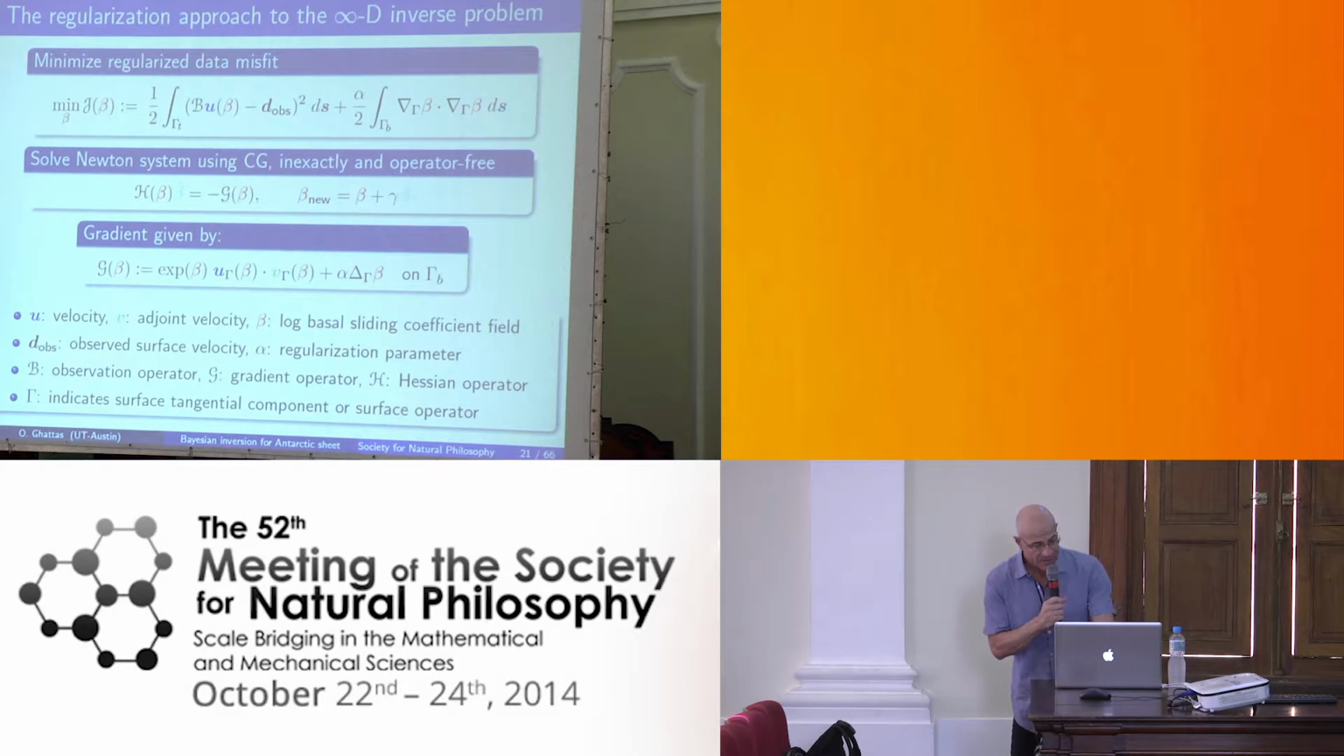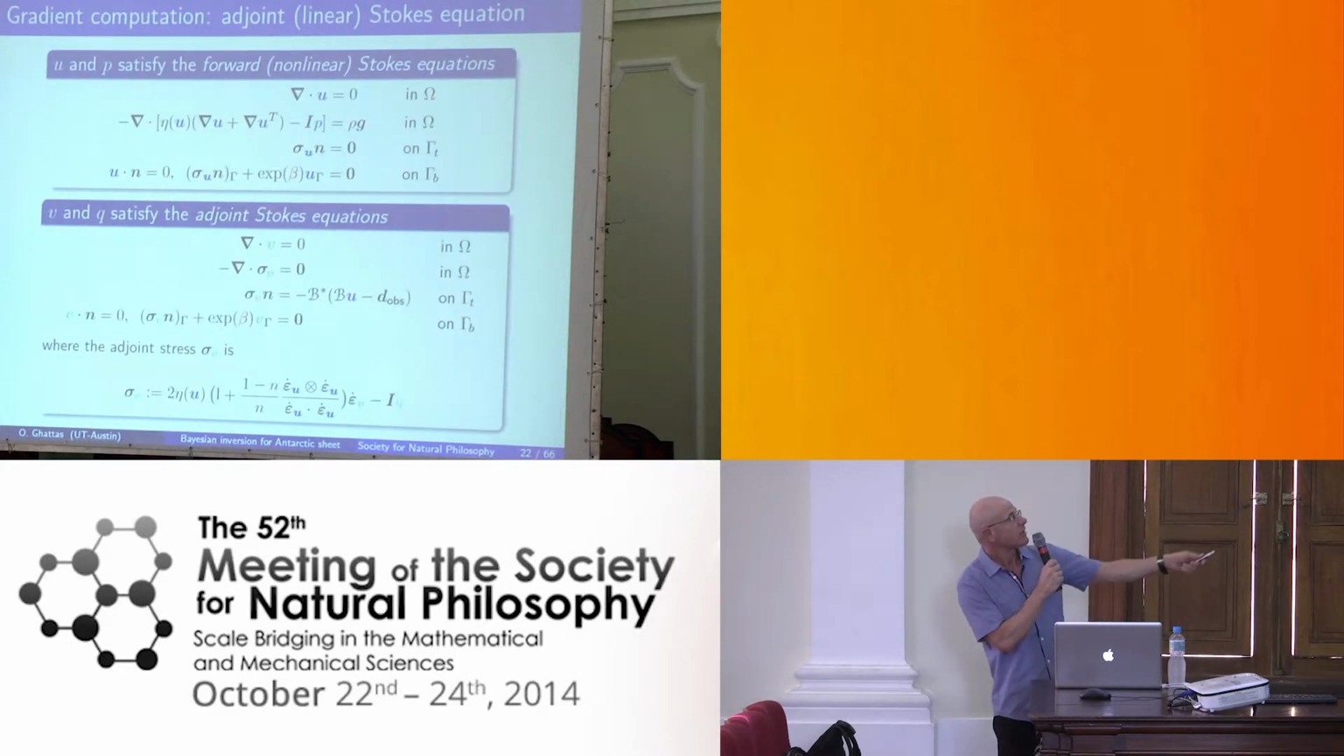Okay, so that's the gradient, and what is the green variable? It comes from the adjoint Stokes equation. So here's the forward Stokes equation, which is nonlinear. The adjoint equation is linear in the adjoint variable, v. It resembles the Stokes equation.